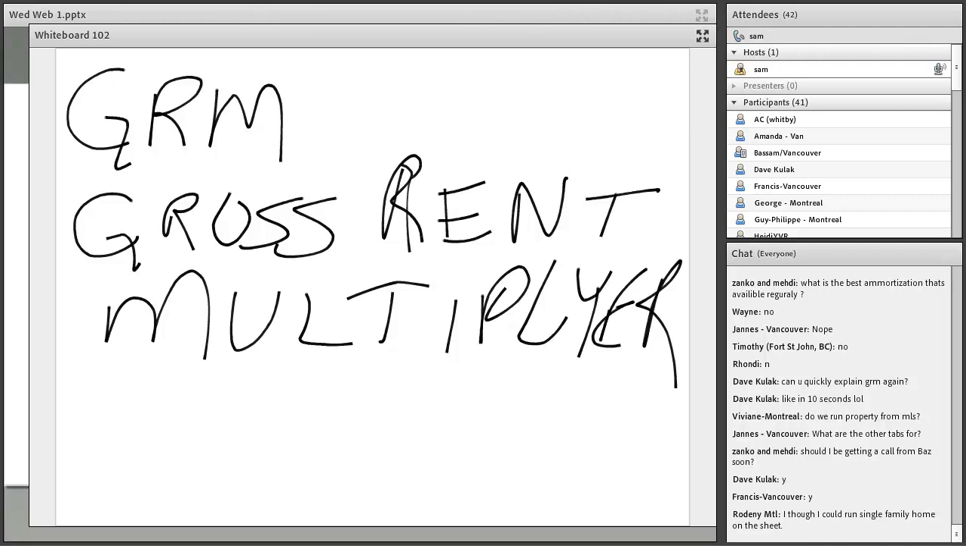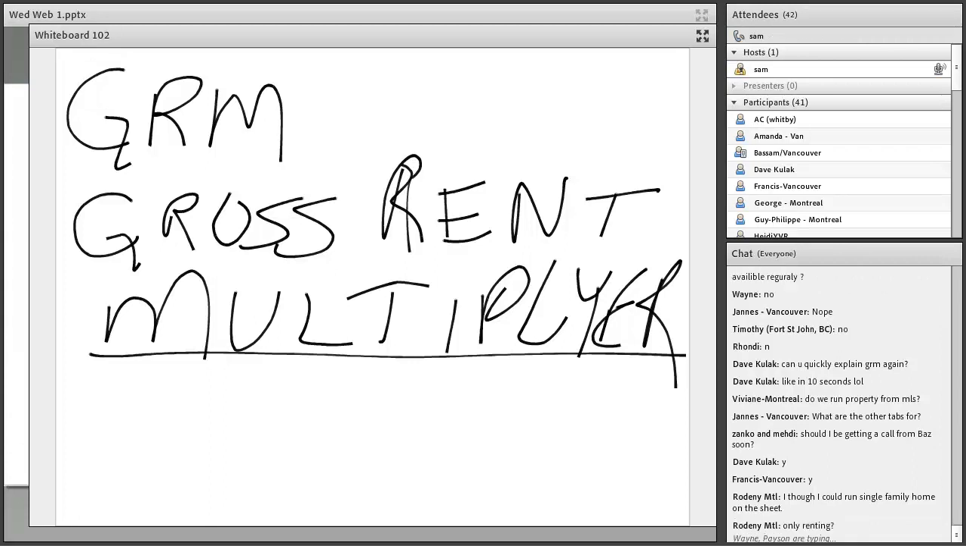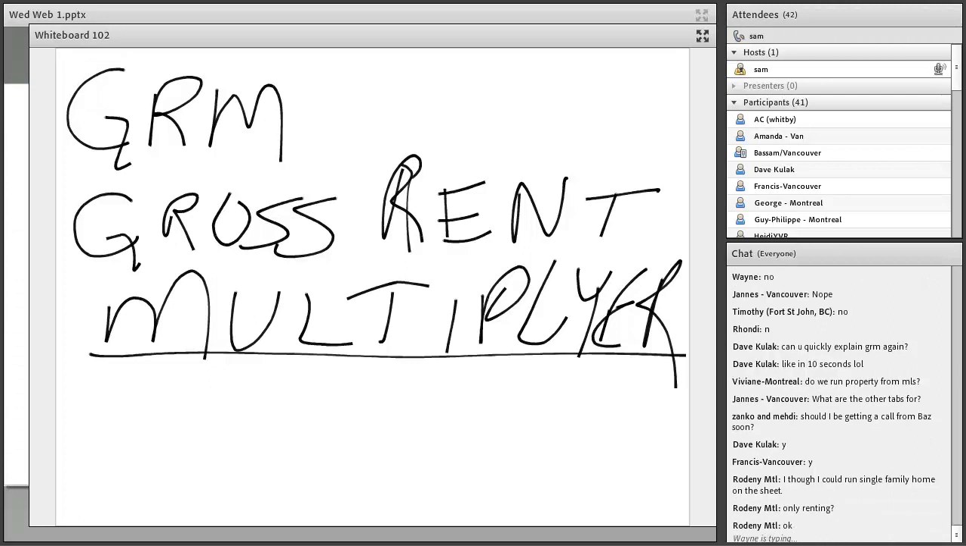Can I run single family homes on the sheet? Yeah, you can run single family homes on it for numbers. Not if you're doing a lease option, obviously. But Rodney, if you took the expenses away, you can get a good idea of what it would cost you. So, gross rent multiplier. If you're only renting, yeah, it's only renting, Rodney.